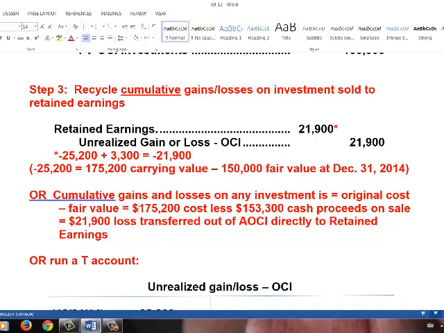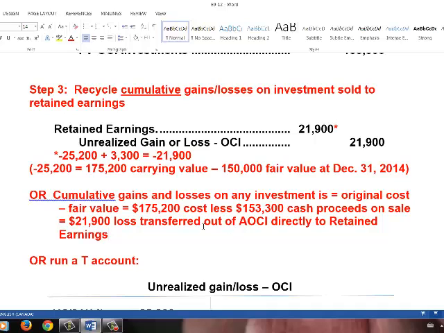So you could look at your cost and deduct your fair value at the date of sale, and that will also give you 21.9. Because don't forget, this is the cumulative gain or loss. So all you're doing is following through all the holding or unrealized gains or losses from the day you bought it, which was the cost, which was also the carrying value at the end of 2014, which was 175.2, and the fair value at the date that you sold it, which was 153.3. So that will also give you your 21.9.